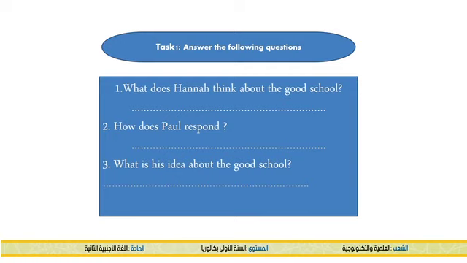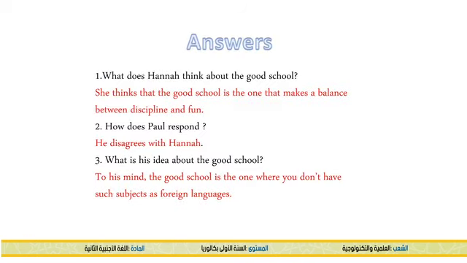What does Hannah think about the good school? She thinks that the good school is the one that makes a balance between discipline and fun. Number 2, how does Paul respond? He disagrees with Hannah. Question number 3, what is his idea about the good school? To his mind, the good school is the one where you don't have such subjects as foreign languages. So these are the answers to the previous questions. So let's move.